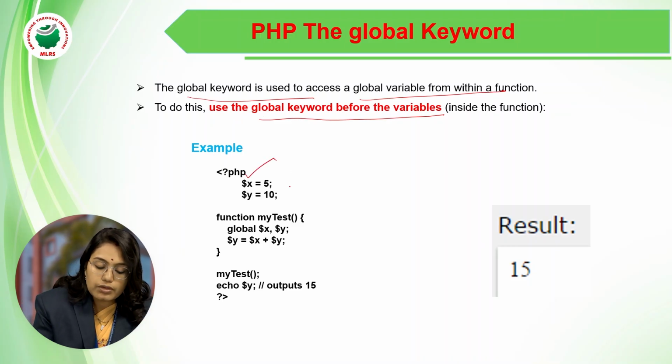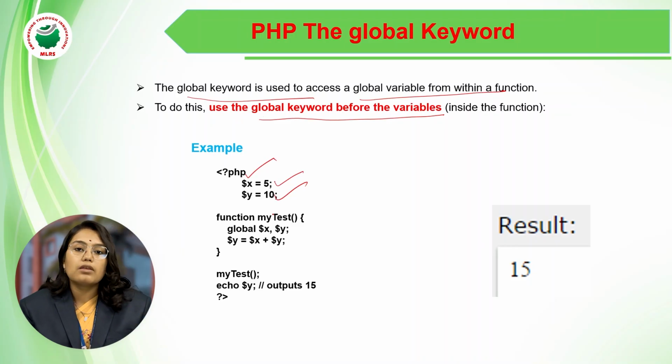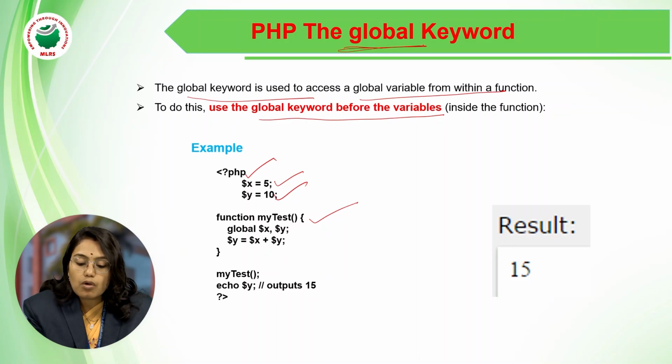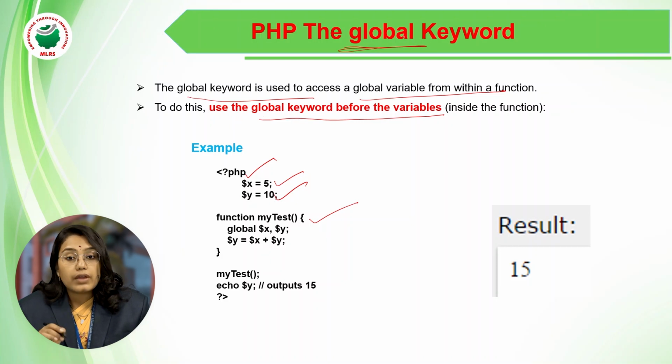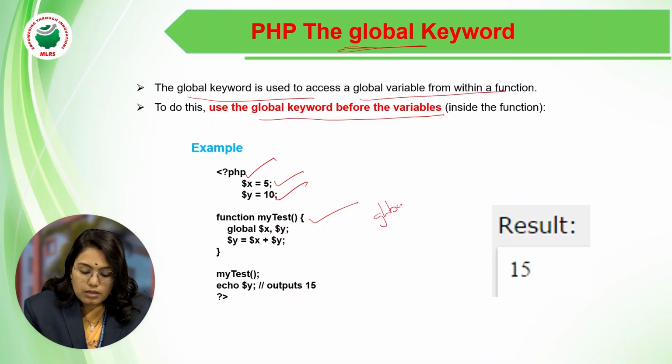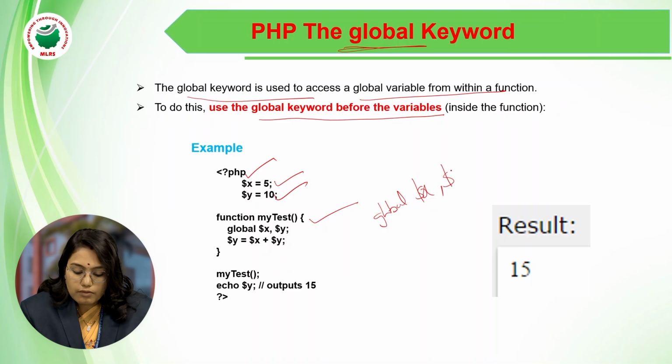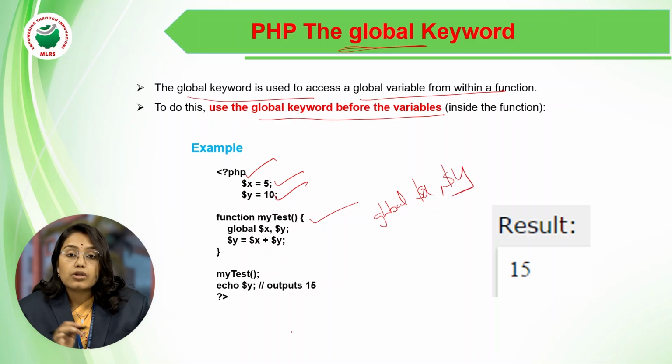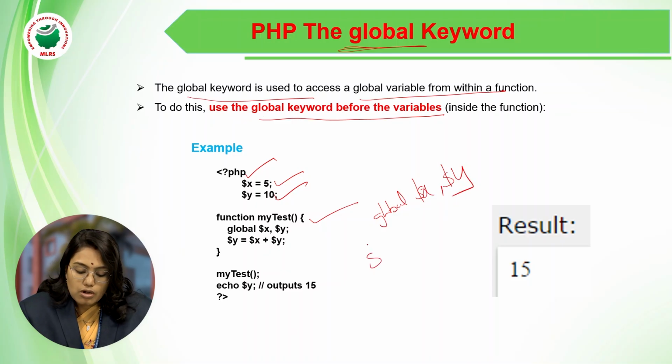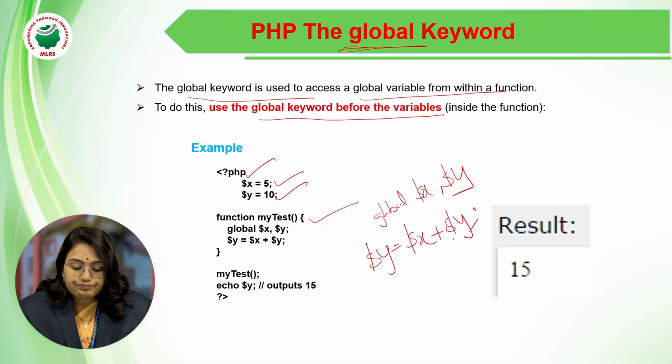After opening PHP, we are declaring two variables, x and y, with the values 5 and 10. After that, we are opening a function. In that, we are declaring the global keyword. So what is the global keyword? We declare it directly before the variables to keep them global. That is, global $x, $y. Yes. Now we want to print the $y value, so $y equals $x plus $y.